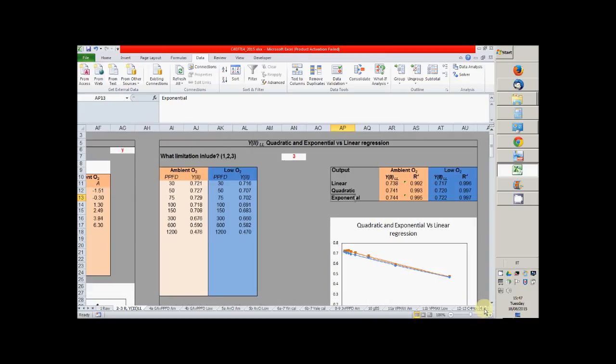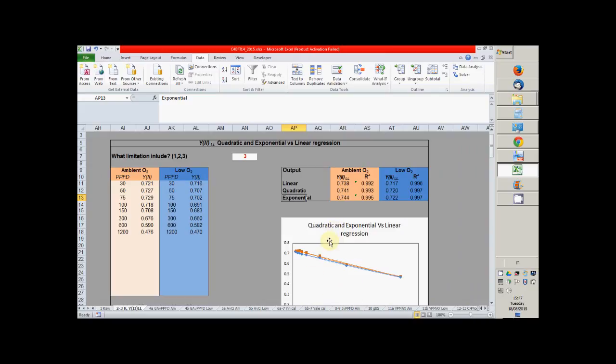We can specify the data to include. If we just type 1, only the initial part of the light curve will be included. If we type 2, the light limited part will be included, and if we type 3, the whole light curve will be included. Since we didn't specify 3 for any data point, there is no change between 2 and 3.